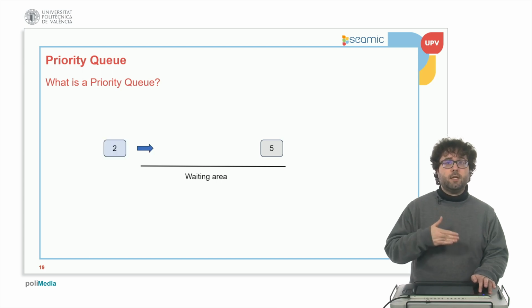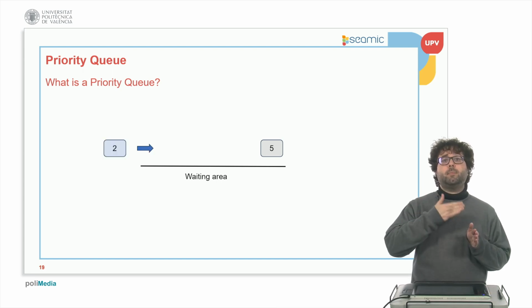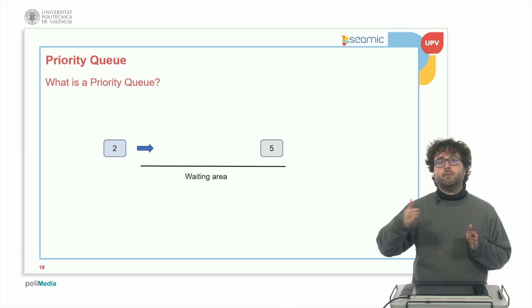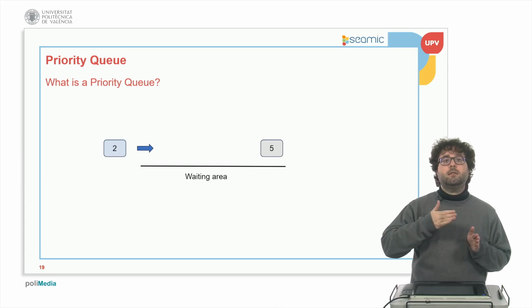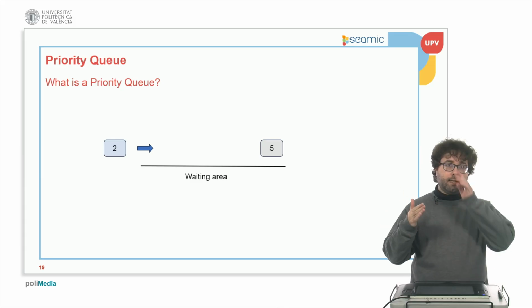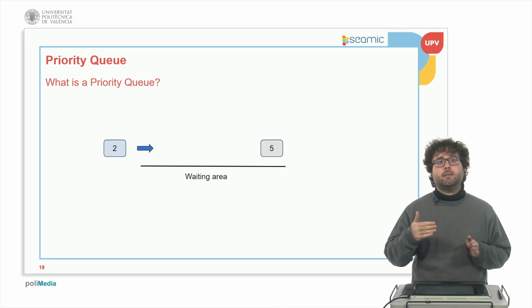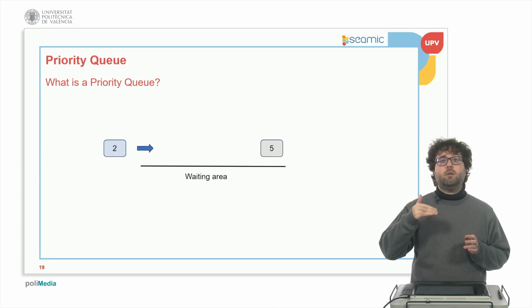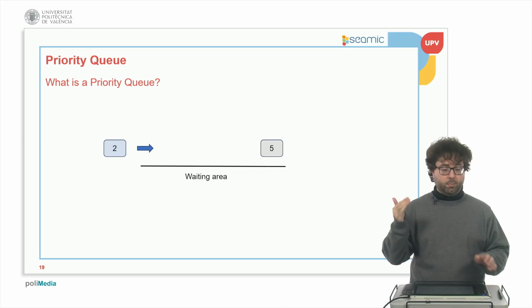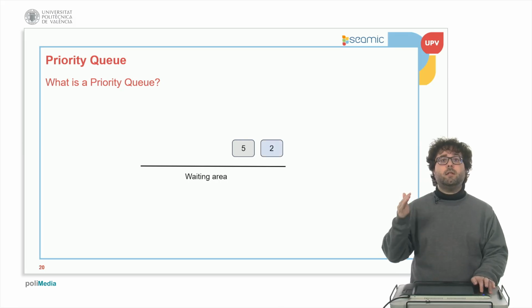But when a second element comes, its priority will be compared to the rest of the elements in the queue, and its place will depend on that. In this case, since this new element has a lower value than the one at the head, it will take its position. The new element will be the new head, and the previous first element will be the second.